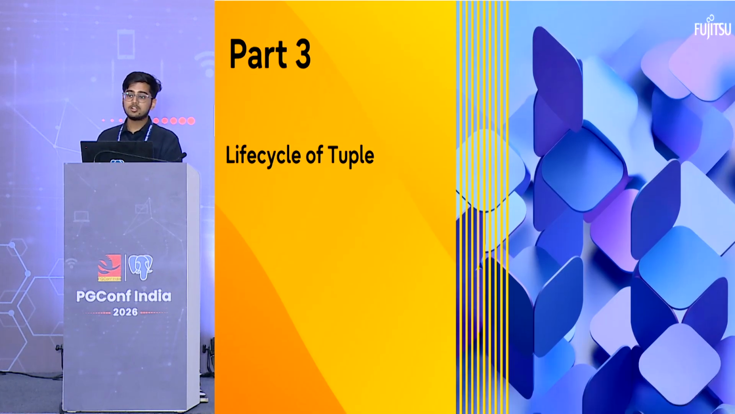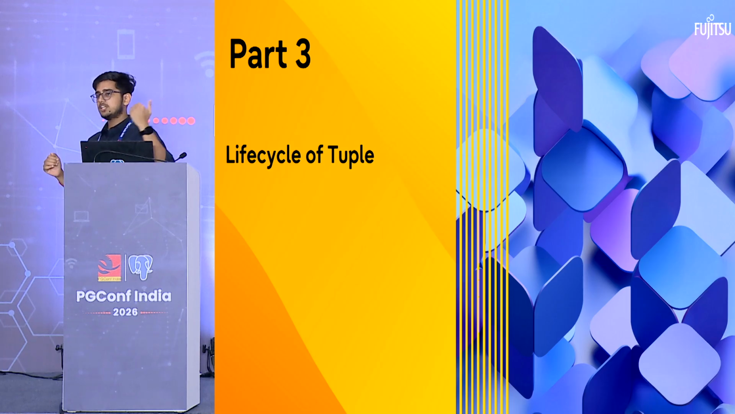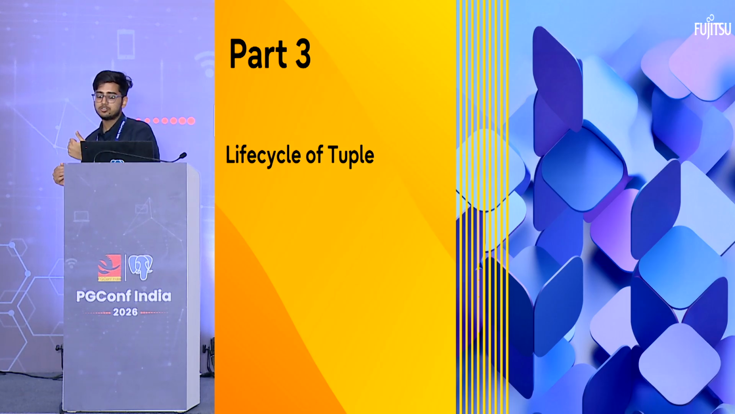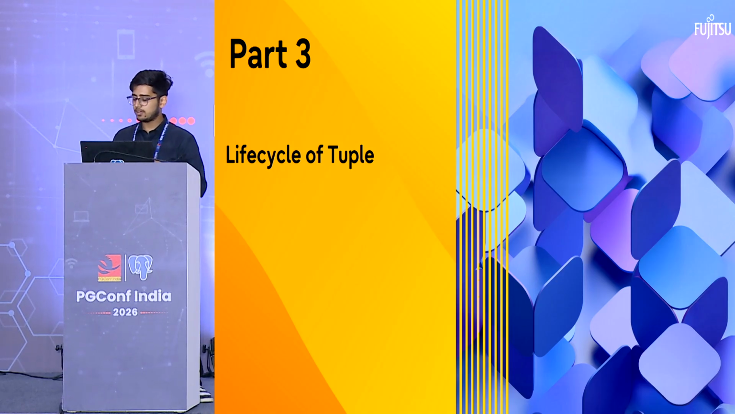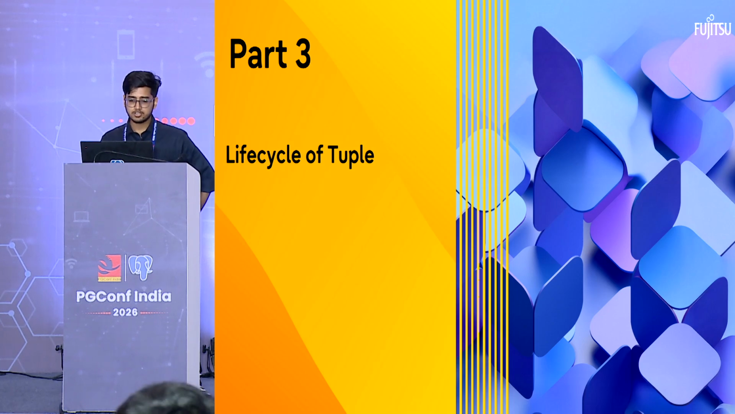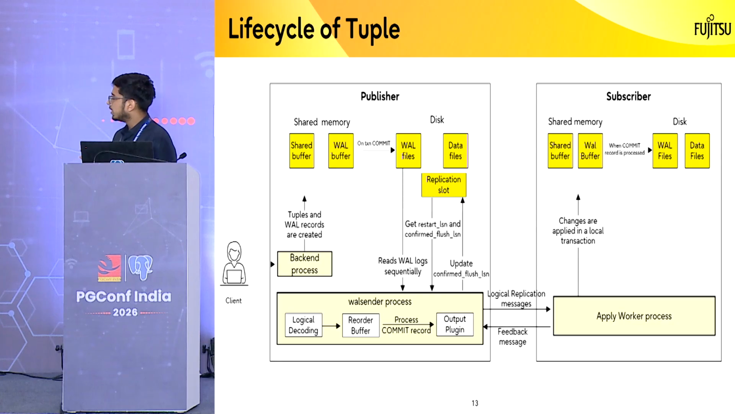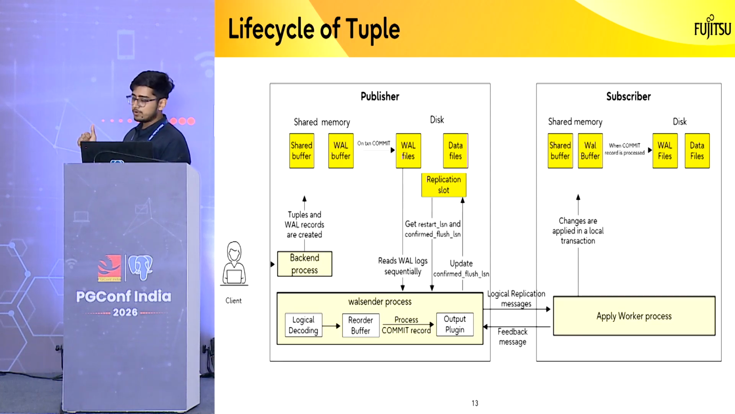Now I will talk about the incremental change: whenever a change happens on the publisher node, how it will get replicated to the subscriber, and then how the subscriber will send a feedback message to the publisher. So moving on, this is the architecture of how the tuple will move from publisher to subscriber. I will go on one by one.